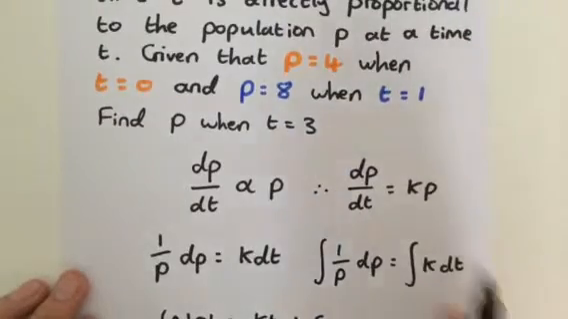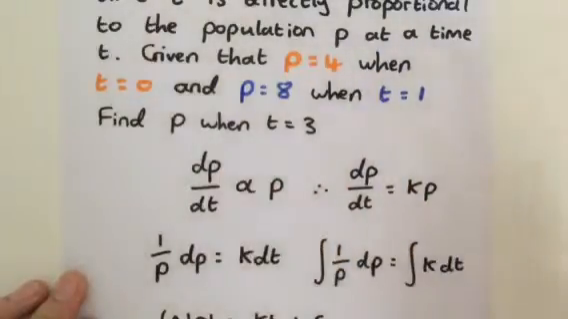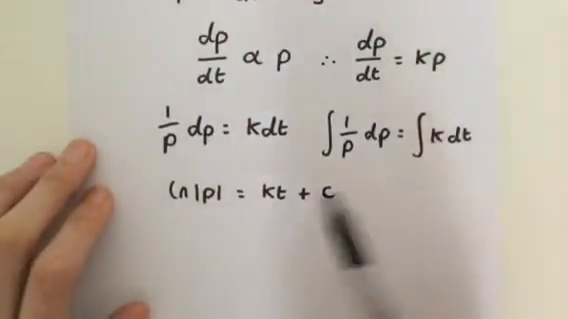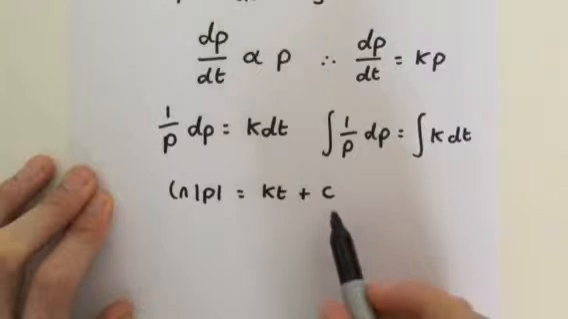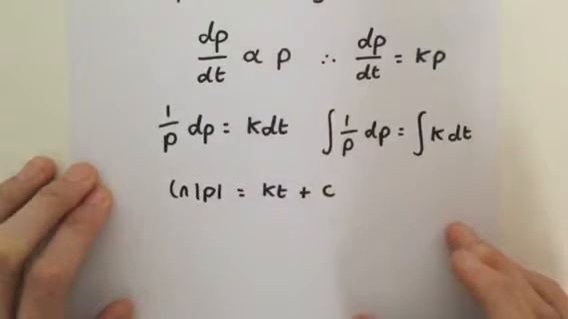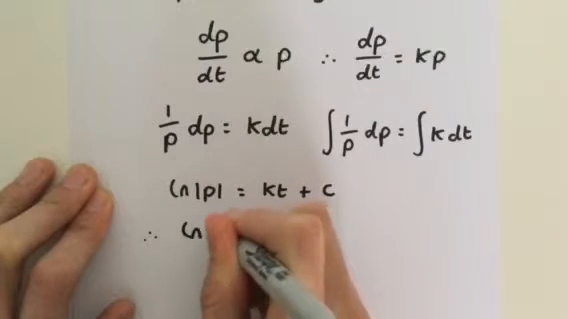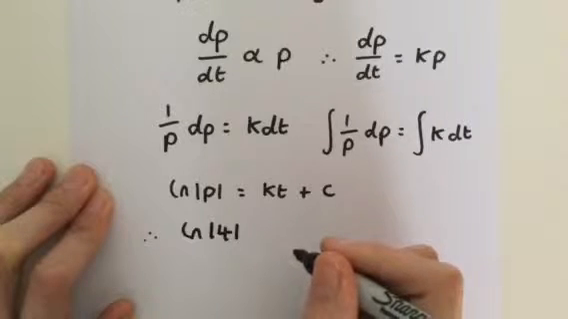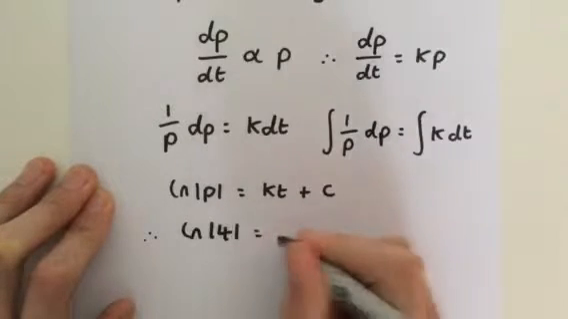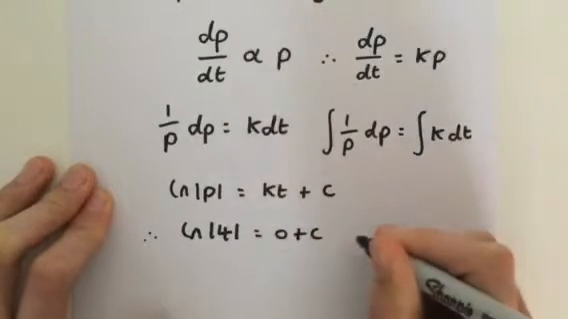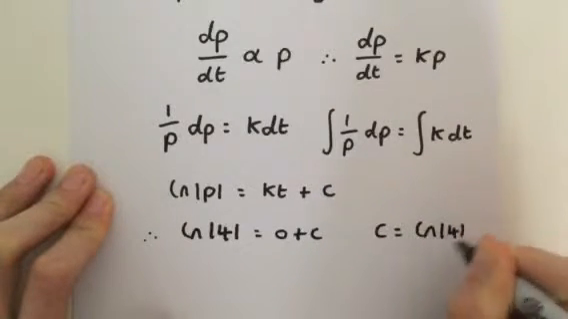What have we got here? Given that P equals 4 when t equals 0, hopefully we can use this equation, along with our boundary conditions, to get something. And that might be the constant of integration. Let's see. P is 4, so we get the natural log of 4, and t is 0, so k times 0 is 0. This is equal to 0 plus c. Therefore, our constant of integration c is equal to the natural log of 4.